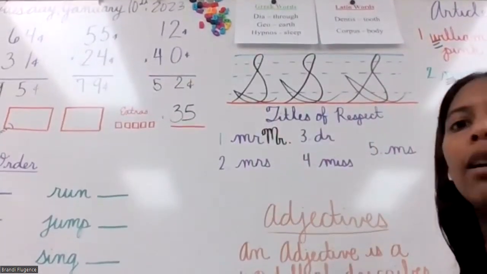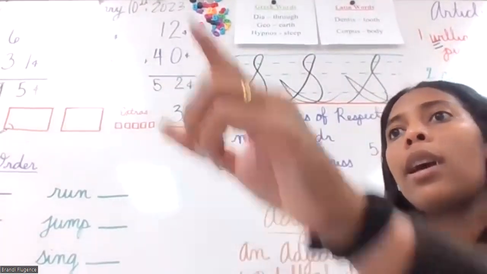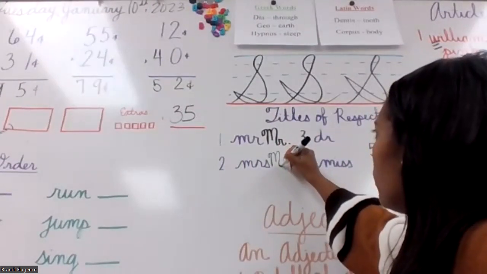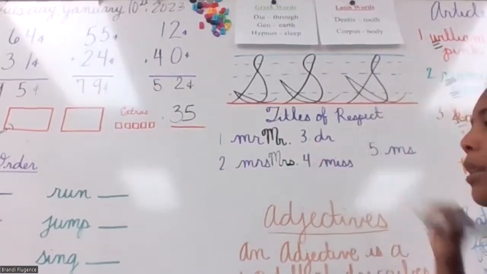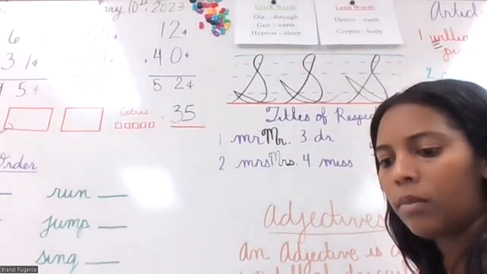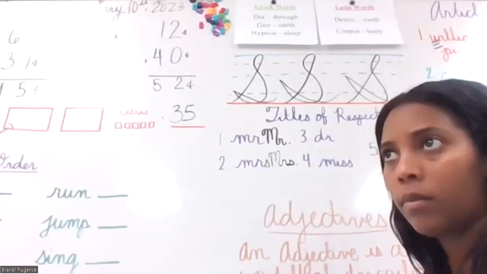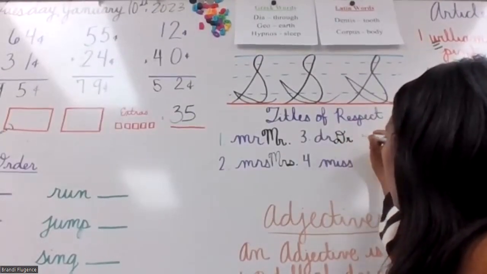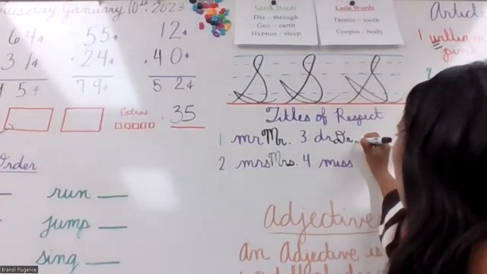Okay, Mrs., how would I write Mrs. the correct way, Brayley? Capital M, R, S, dot. Doctor, how would I write doctor the right way, Asa? Capitalize the D. Capital D, then R. Hit a period. Yes.